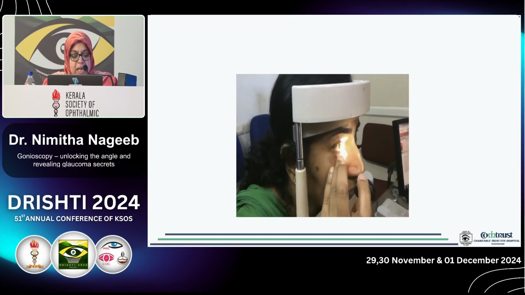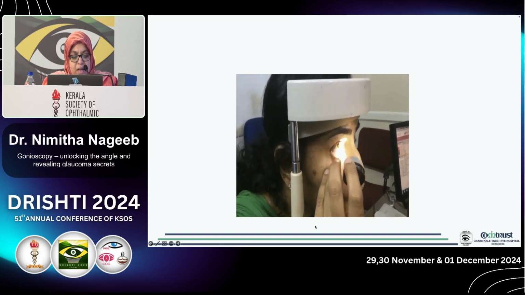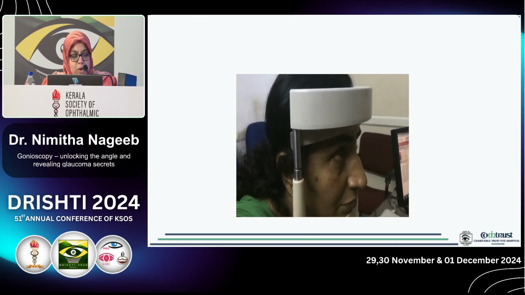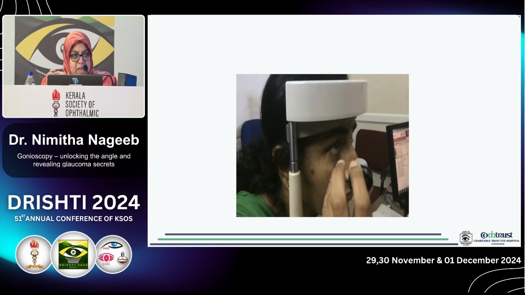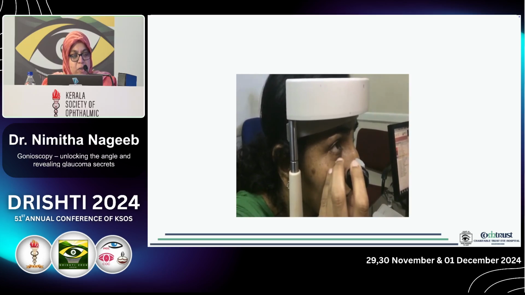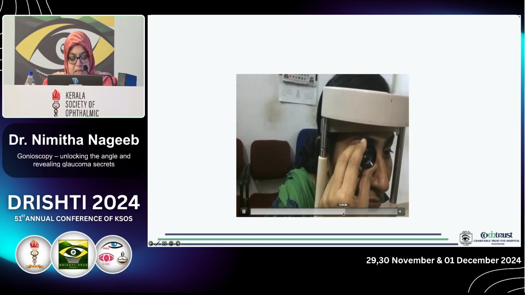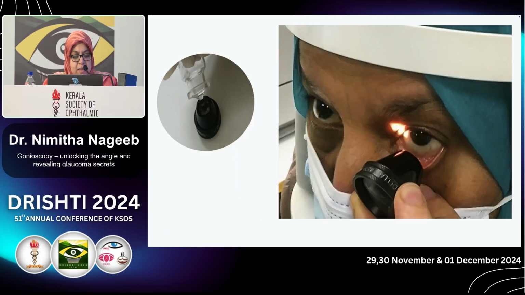And with the help of the gonio lens, you ask the patient to look up and make the illumination less, and with your forefinger or a swab stick, you place the gonio lens. So this is how the gonio lens is being placed. Other than that, we can use the viscous agent also.